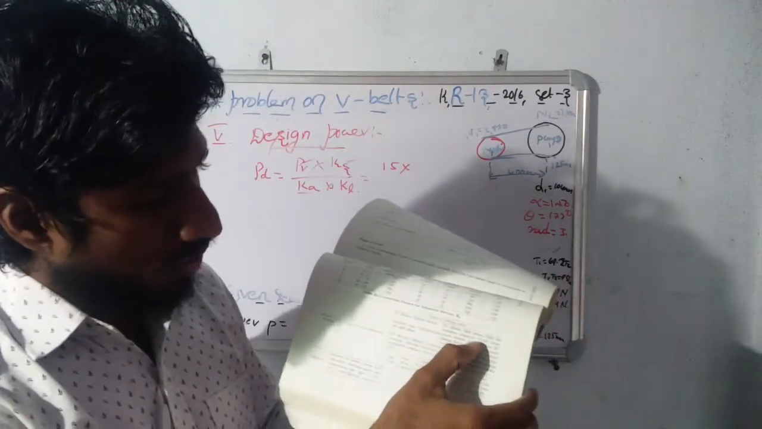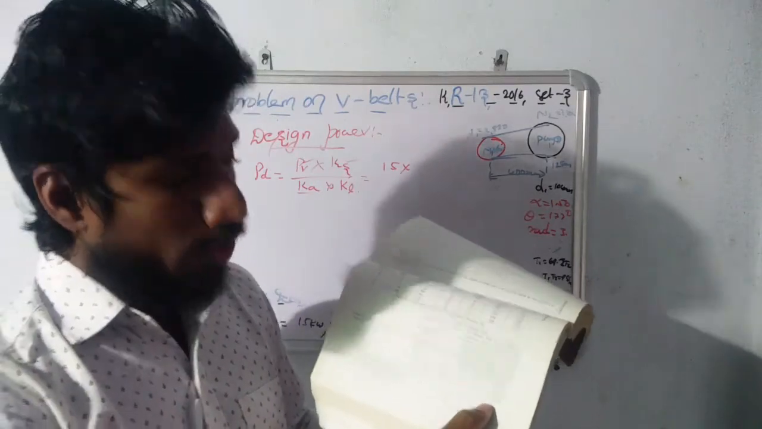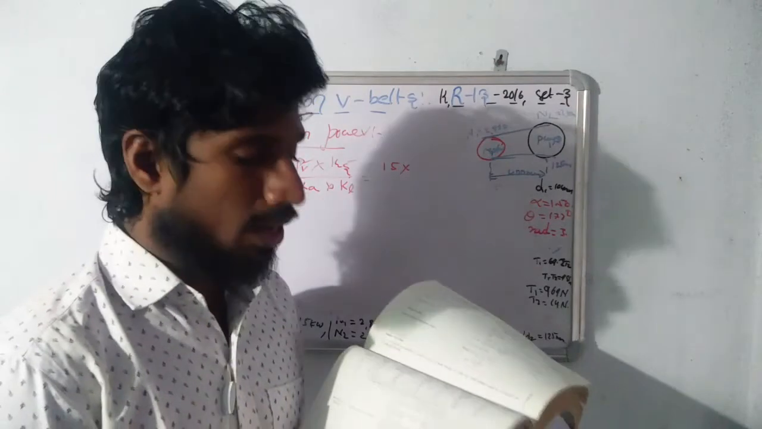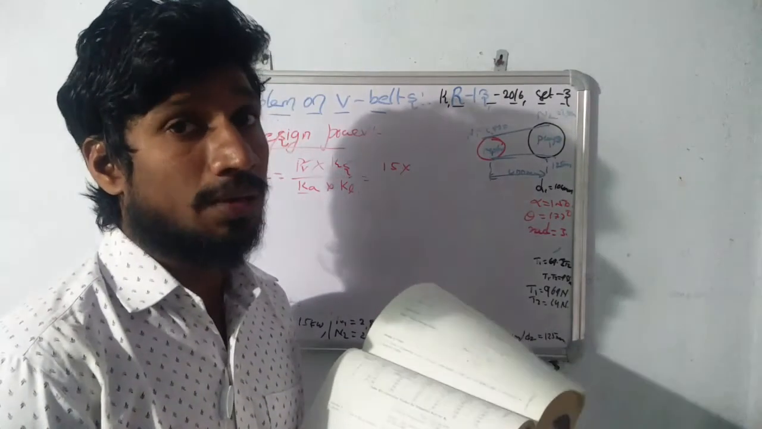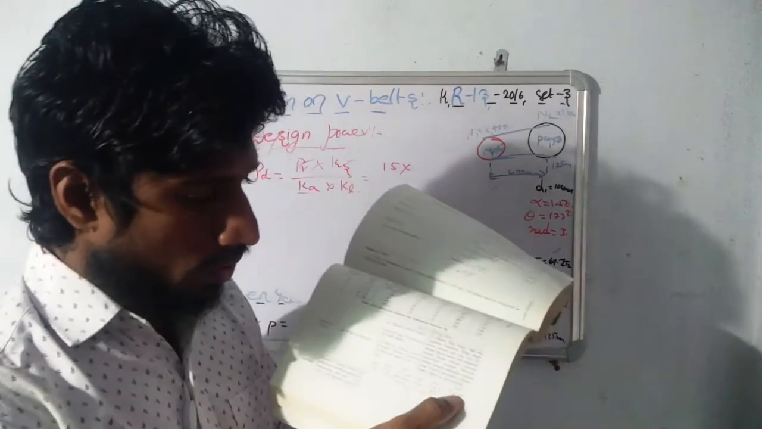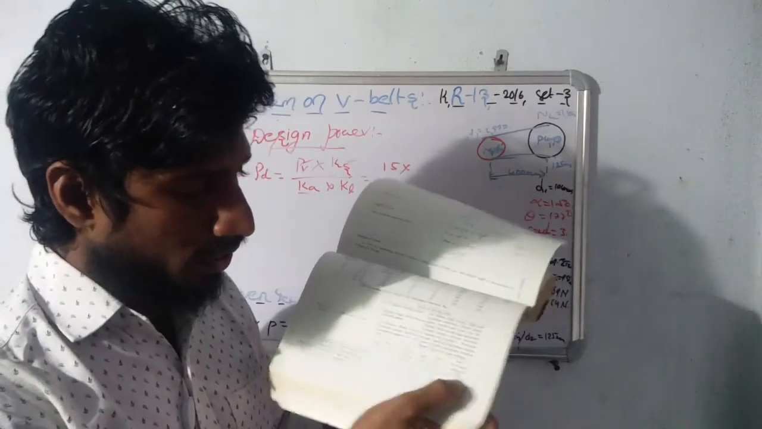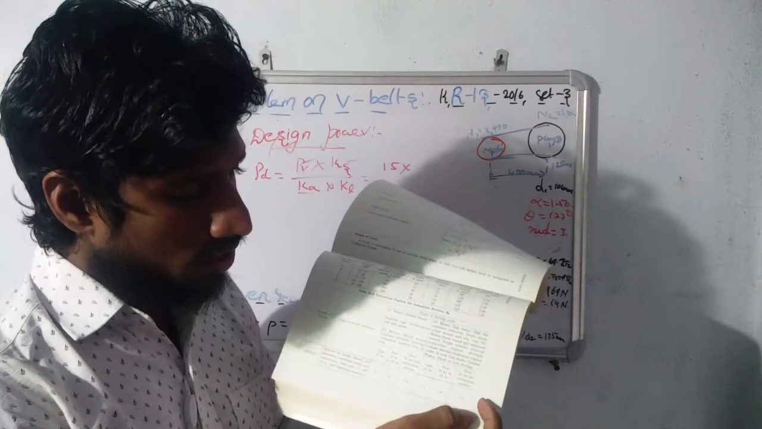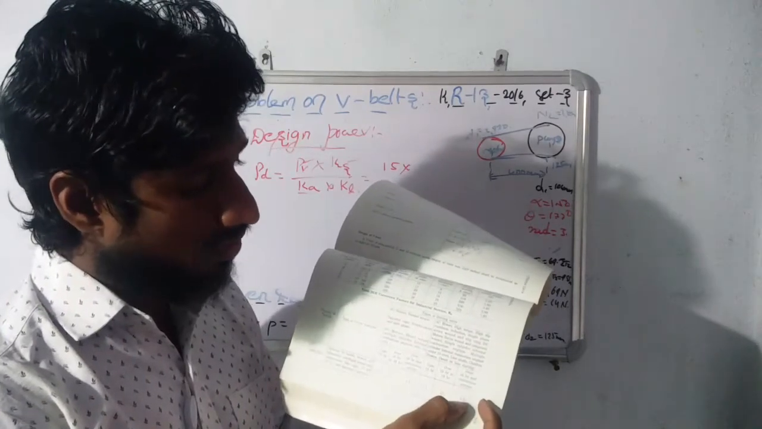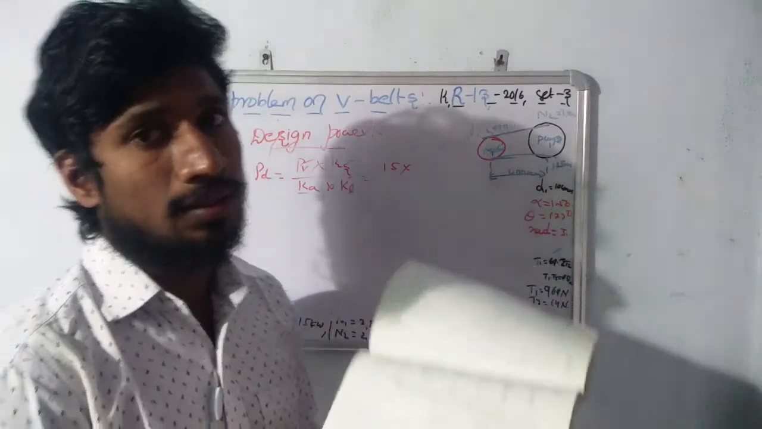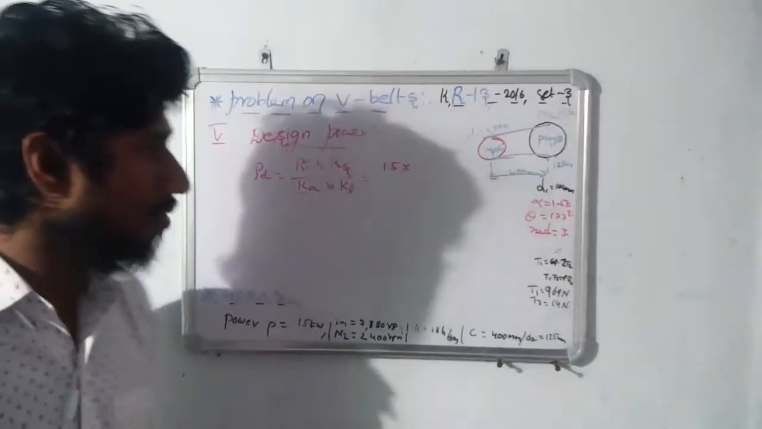In that AC motor condition, we know the working time. In that problem, what is the working time? 18 hours per day. So if you look at this, it is over 16 hours and continuous service. So for over 16 hours in continuous service, what is the service factor here? That is 1.3. That is the service factor value.